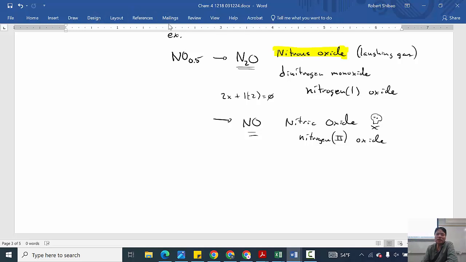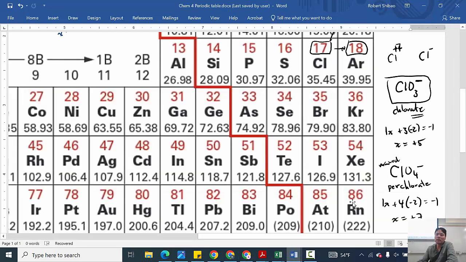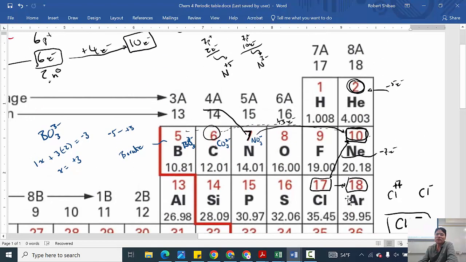Now, we've seen this Aus-Ich convention before. Aus refers to the lower charge, nitrogen 1. Ich refers to the higher charge, nitrogen 2. But the problem is this: is +2 the highest charge for nitrogen? No. What's the highest positive charge for nitrogen? +5.